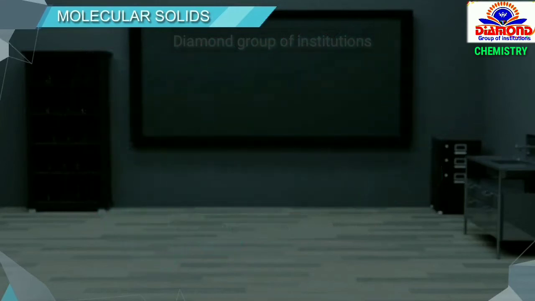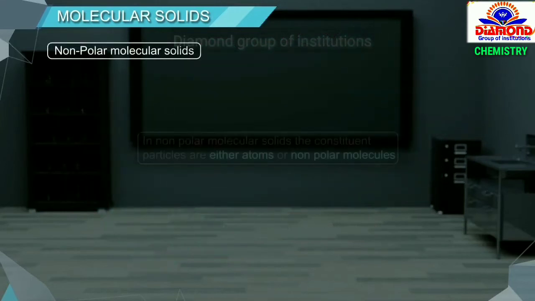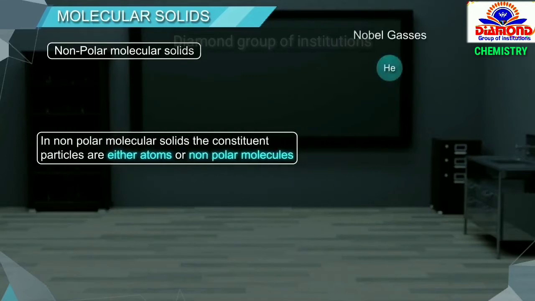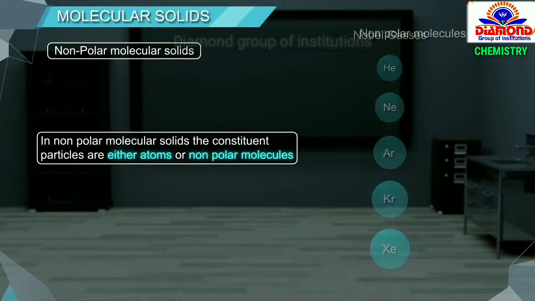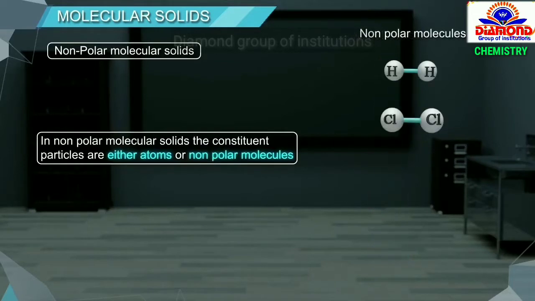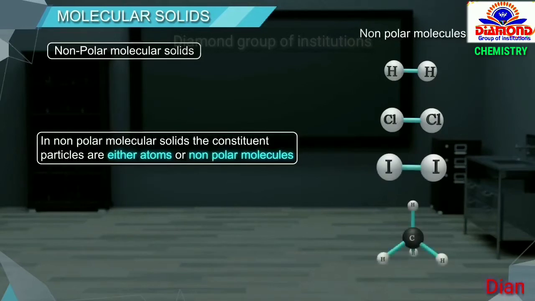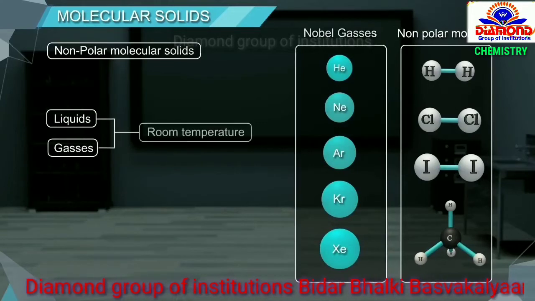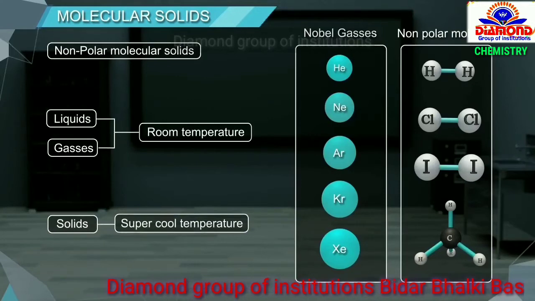What are nonpolar molecular solids? In nonpolar molecular solids, the constituent particles are either atoms like noble gases such as helium, neon, argon, etc., or nonpolar molecules like H2, Cl2, I2, CH4, etc. Generally, they are liquids or gases at room temperature and they exist as solids at supercooled temperature.